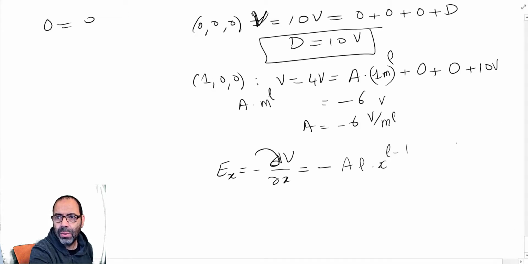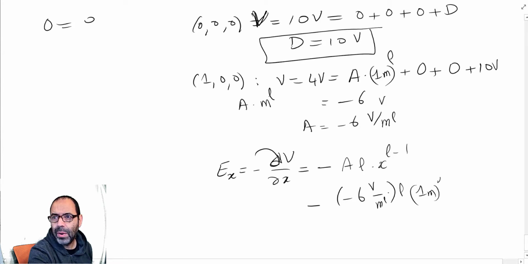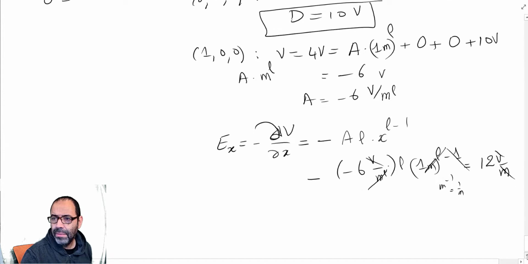So this is equal to, so minus A, I know what A is, it's negative 6 volts per meter to the power L, times L, times x, and x is 1 meter to the power L minus 1, is equal to 12 volts per meter. Meter to the power L and meter to the power L cancel, and I'm left with a volt that cancels with a volt, and I have 1 over meter in here, because negative m to the negative 1 is actually 1 over m. So that 2 cancels this one, so I'm left with the equation that negative times negative is 6 times L, 6L equals 12, and that gives me L equals 2. So we have L equals 2.